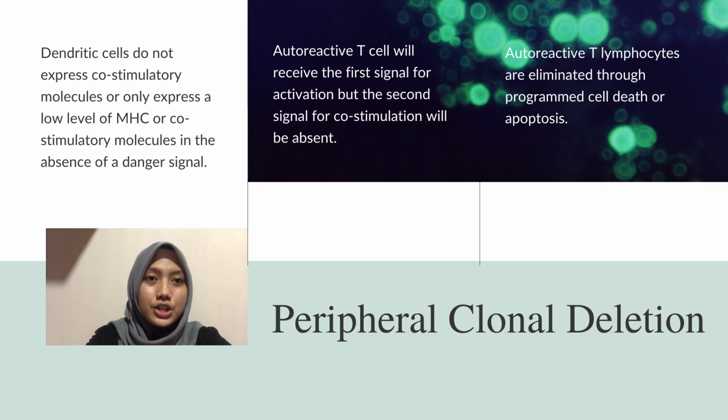When there is no infection or injury, these self-antigens are taken up by dendritic cells. Dendritic cells process them and display them on their surface as MHC peptide complexes. In the absence of a danger signal, dendritic cells do not express co-stimulatory molecules, or only express low levels of MHC or co-stimulatory molecules. Autoreactive T cells will receive the first signal for activation, but the second signal for stimulation will be absent. Autoreactive lymphocytes are eliminated through programmed cell death, or apoptosis.